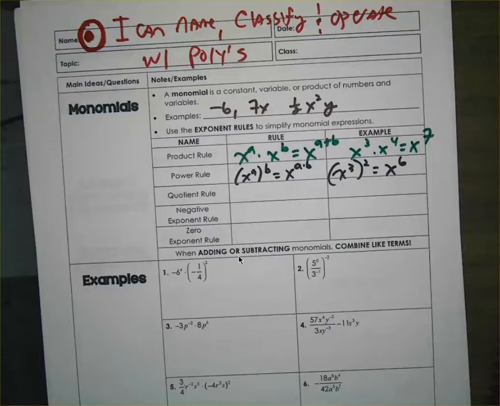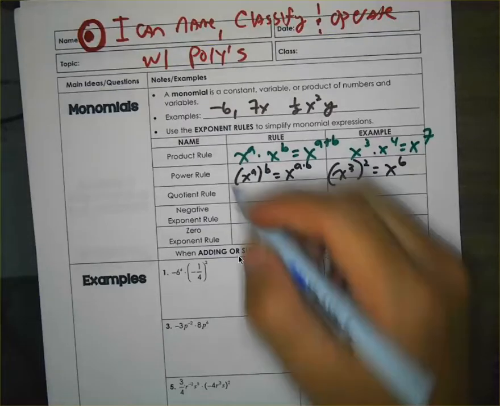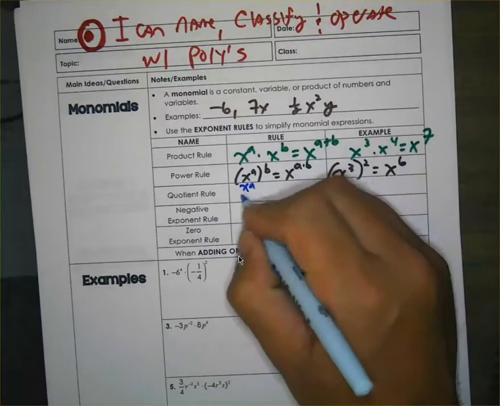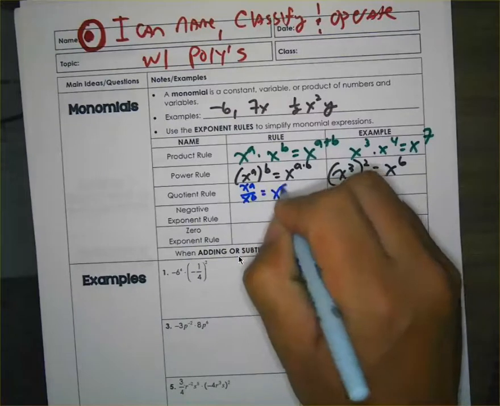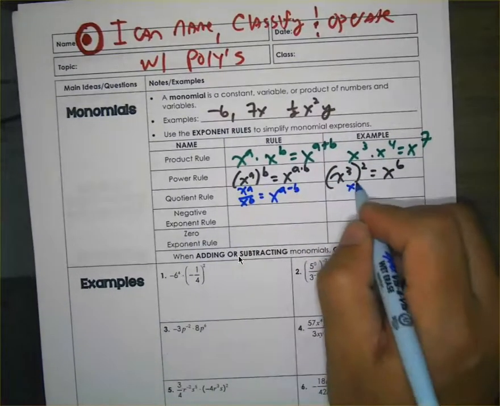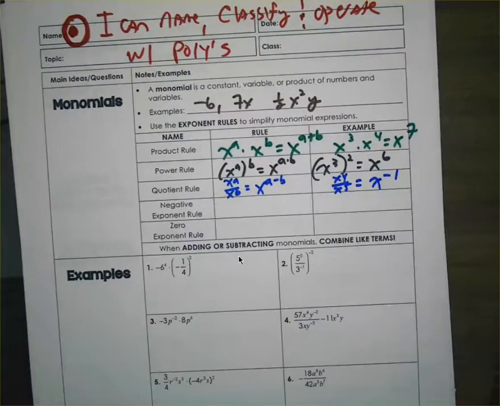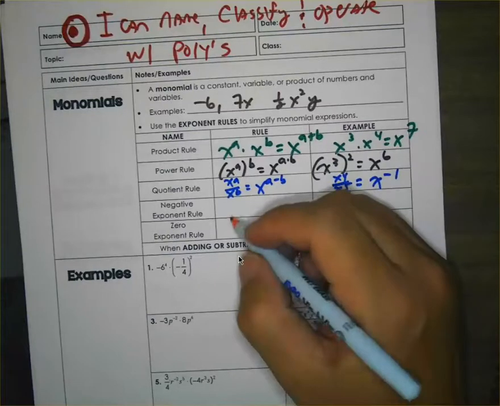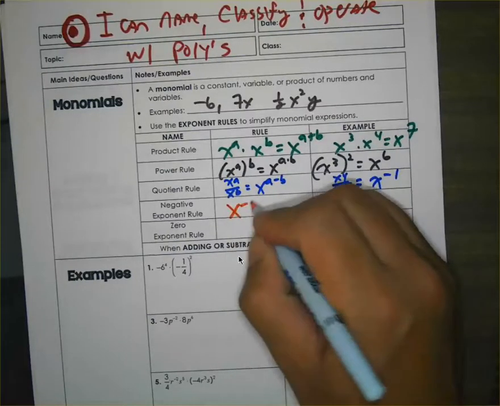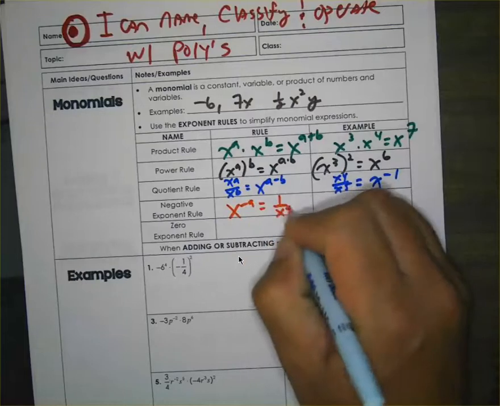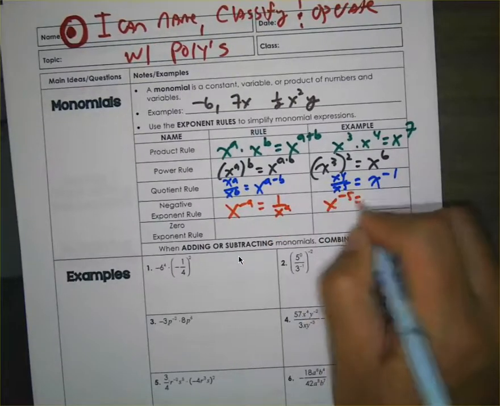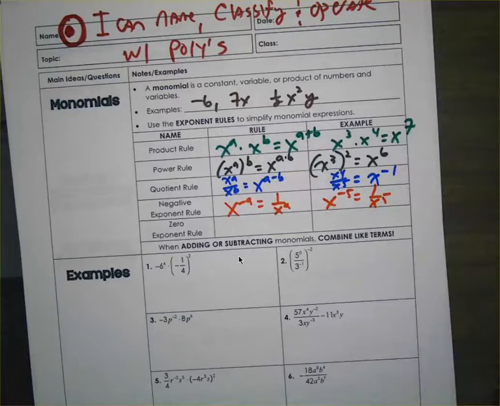Quotient rule. The quotient rule is kind of like the product rule but different. If I have x to the a divided by x to the b, you subtract them. So x to the 4 over x to the 5 would be x to the -1, which I'll get to in just a second. The negative exponent rule: x to the -a is 1 over x to the a. So x to the -5 is 1 over x to the fifth. Negative exponents give you tiny fractions. They do not give you negative answers. They will never do that.